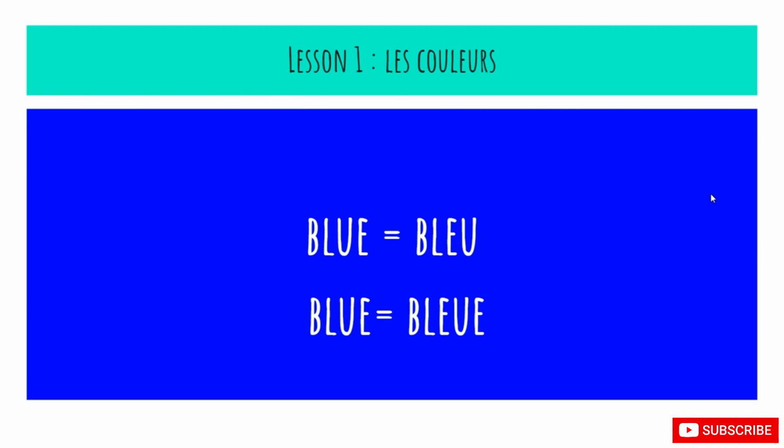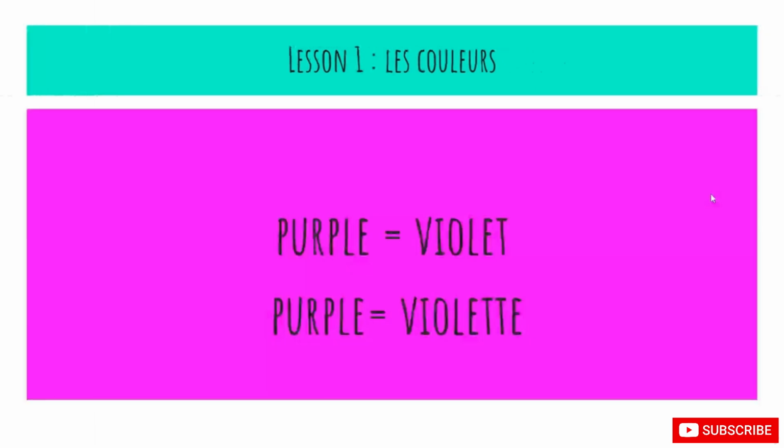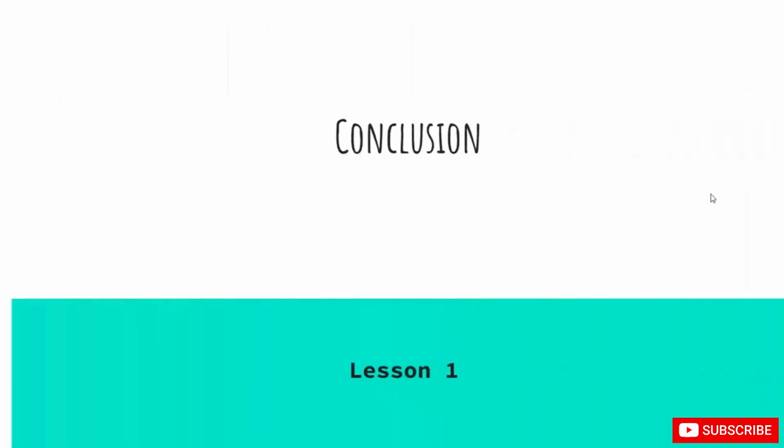Exact same thing with blue. When it's feminine, we add an E at the end. When it's masculine, it doesn't take an E. Purple, violet. Purple in the feminine is violette, with T-E at the end. So that's it. It was simply the color basics in French.